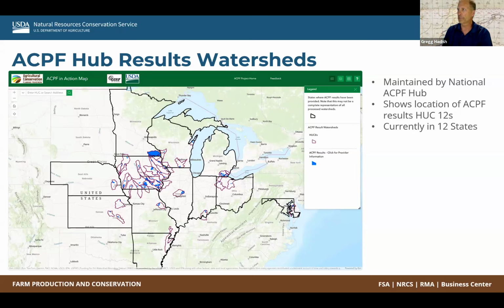So currently there are HUCs in services in 12 different states, and many more are being added as they go along. The staff working at the hub at Iowa State are actually curating this data and reviewing it prior to putting it up in a service that becomes available. So that's what we're looking at.